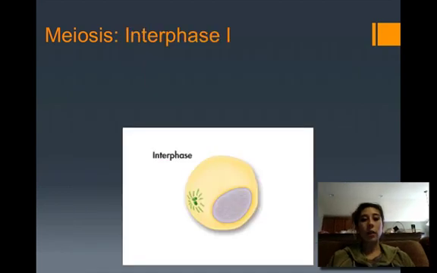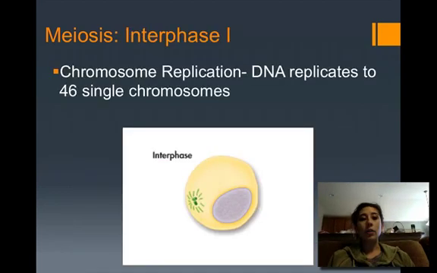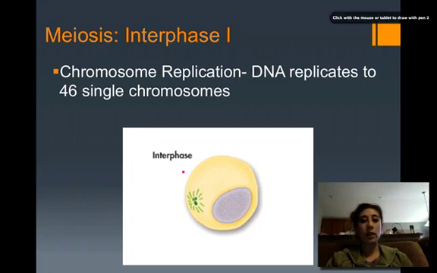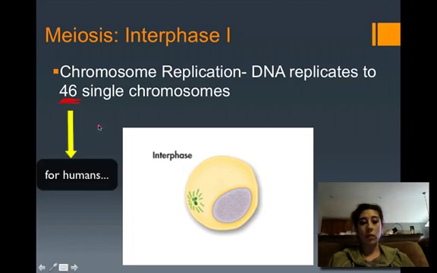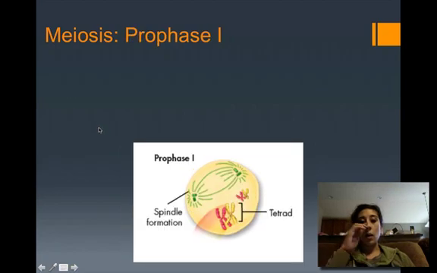So let's start off with interphase 1. Interphase 1 is where we begin to see the chromosome replication. So we actually see DNA replicate itself into 46 chromosomes. So we're at our 2n at this point. And then you move into our cell division. It's very similar to mitosis. There are just little differences that you need to be aware of.